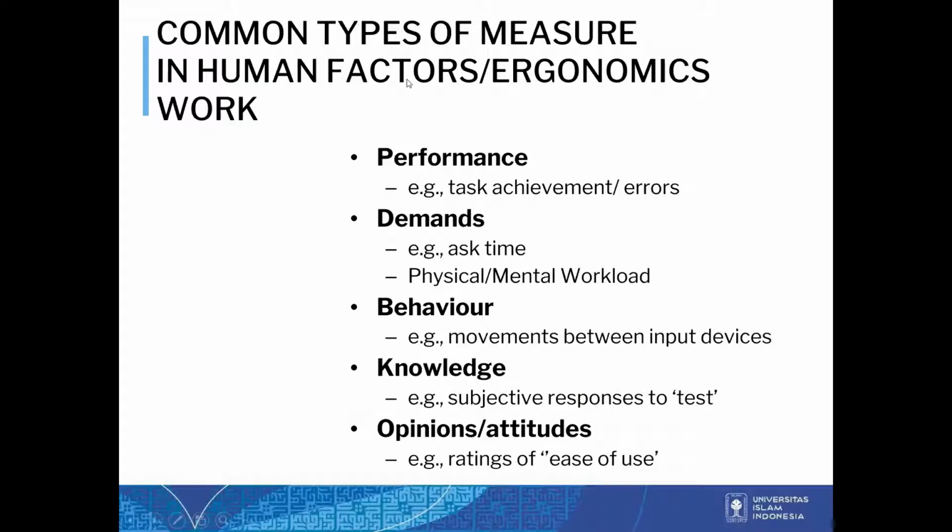Well, the common human factor methods: first, research about the performance, where we measure the task achievement or the error, how many errors. For example, in the usability aspect, we measure the error aspect. Then task time, and physical or mental workload. You already learned about physical and mental workload in physiology and work measurement. That's about the demands. And then the third is about the behavior, the movement between the input devices.